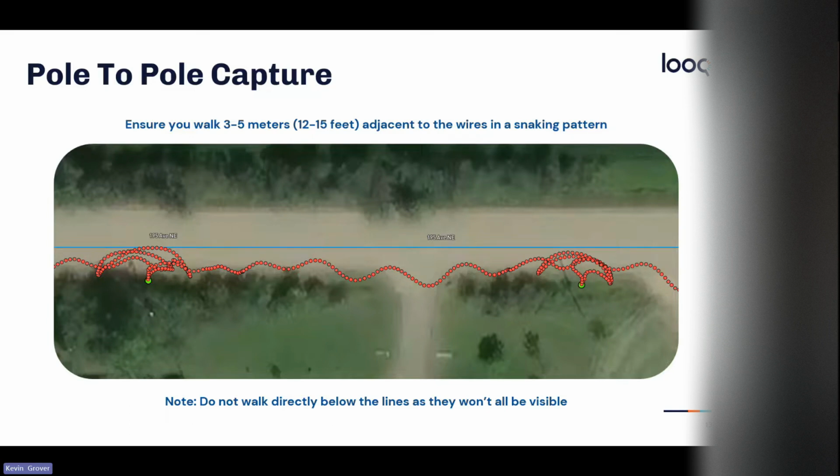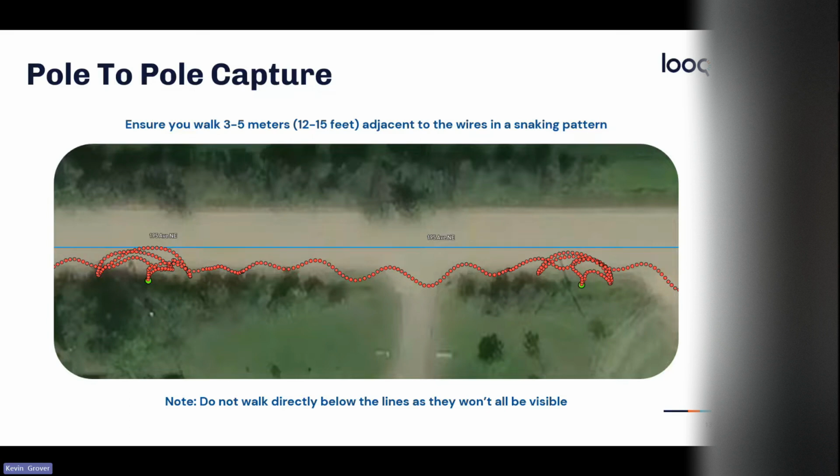You also want to be at a bit of an offset from the actual power line itself. So the note at the bottom is try not to walk directly below the power line, because we can't actually see all of the lines if you're directly below it. They all are vertical above you. We do want to make sure you can see at a bit more of an angle. So ideally, walk a little bit adjacent to it. I'd say 3 to 5 meters, 12 to 15 feet adjacent to the wires is ideal.